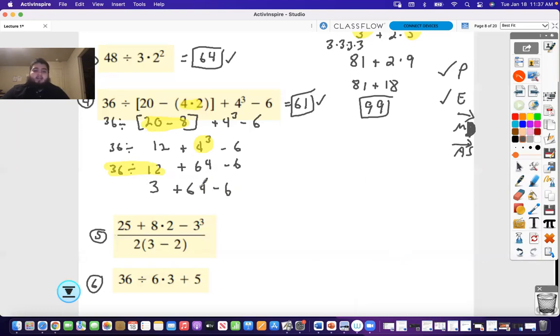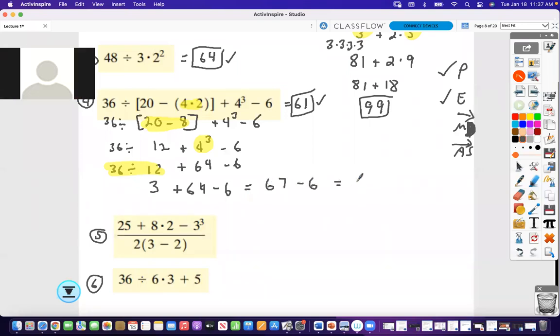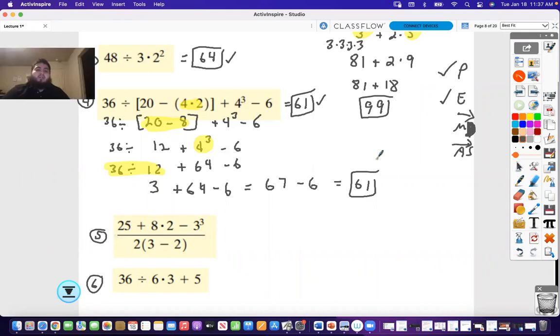Now what's next? Addition and subtraction, from left to right. So what do we add first? 3 plus 64, which is 67, minus 6, which is equal to 61. And we're done. Are there any questions on number 4?